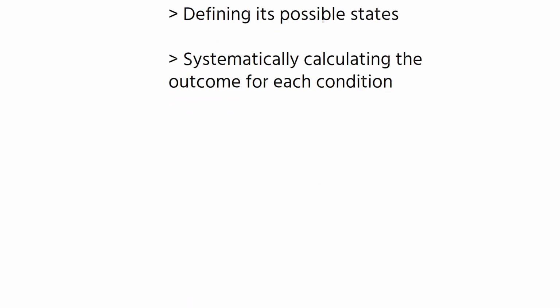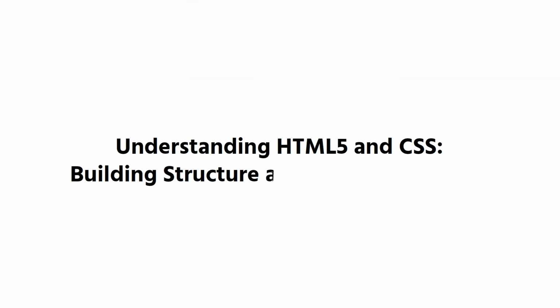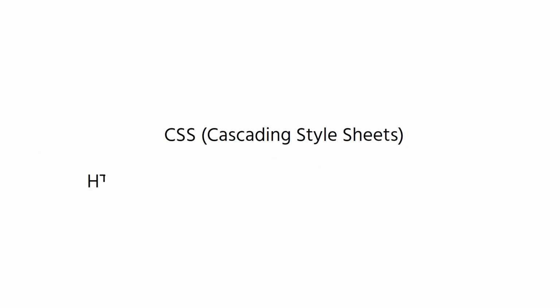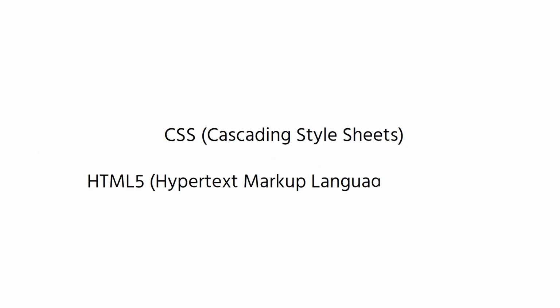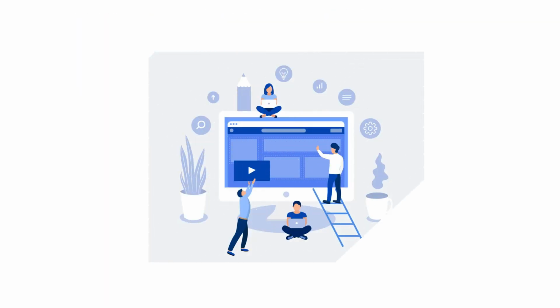logic and decision-making pathways. Understanding HTML5 and CSS, building structure and style on the web. CSS, Cascading Style Sheets, and HTML5, Hypertext Markup Language version 5, are essential technologies for web development, each playing a unique role in building and styling web pages.